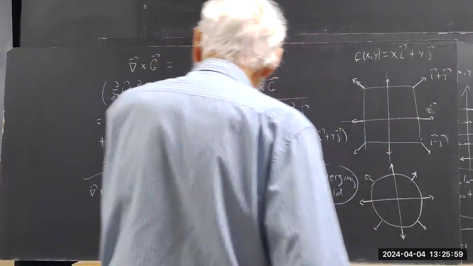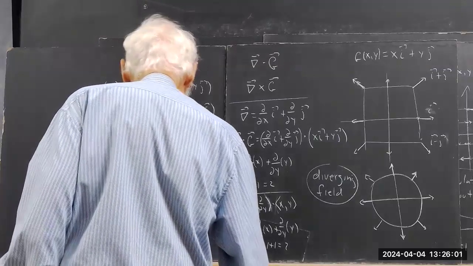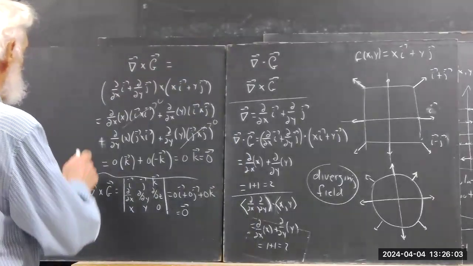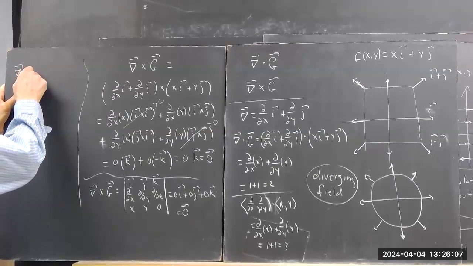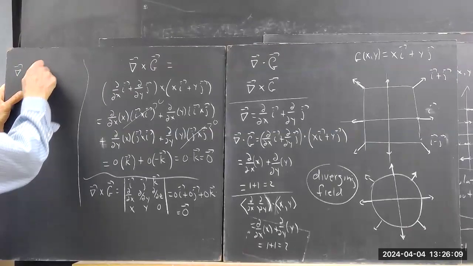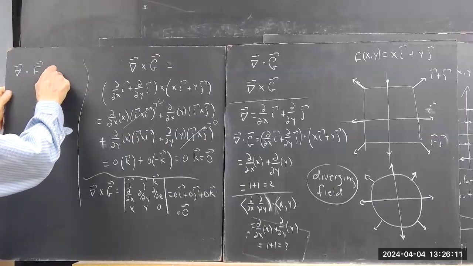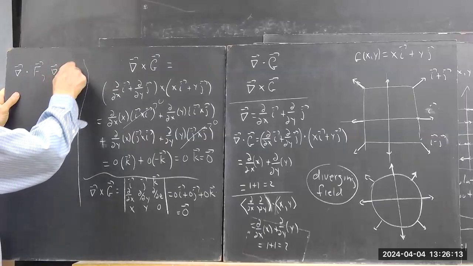Well, let's see what happens if you do del dot F and del cross F.